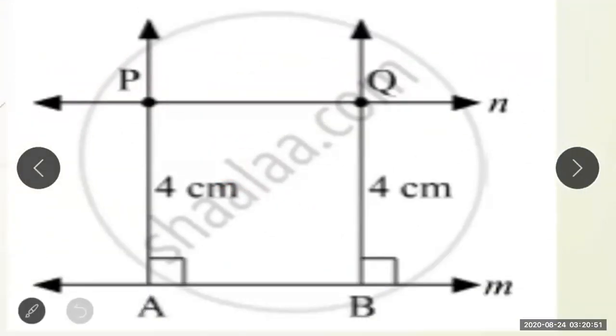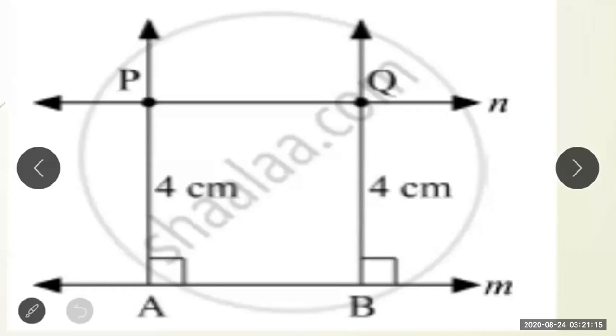I will show you how to construct the things. Now here, draw a line M. The question is to draw a line M, and draw a line N which is parallel to line M and at a distance of 4 centimeters from it.